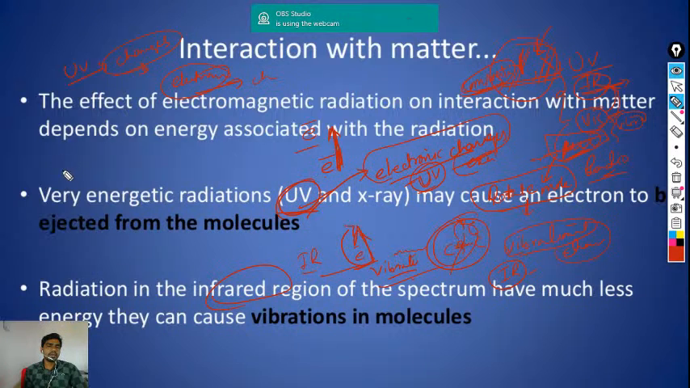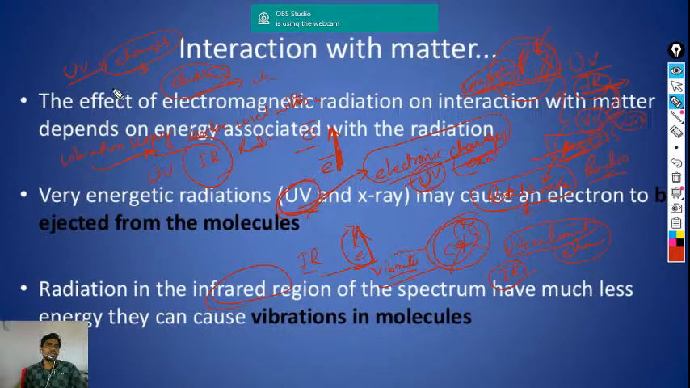One more question: vibrational spectroscopy can be used with which radiation? UV, IR, radio, or microwave? So what could be the answer? If it is vibrational spectroscopy, what kind of electromagnetic radiation are we using? It will be infrared, IR. IR is going to give vibrational spectroscopy.